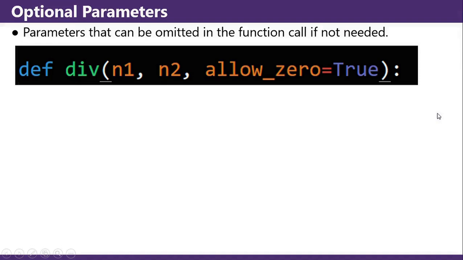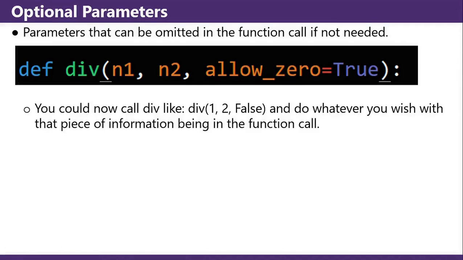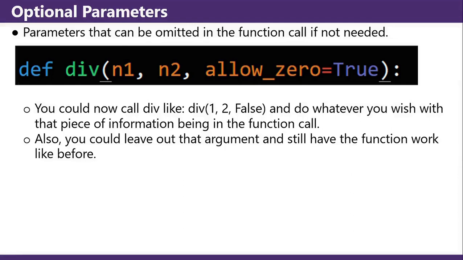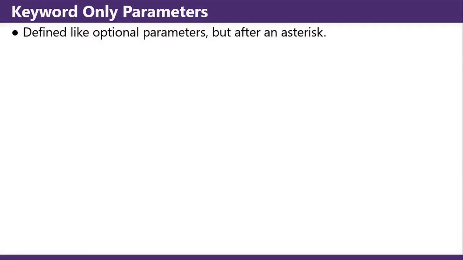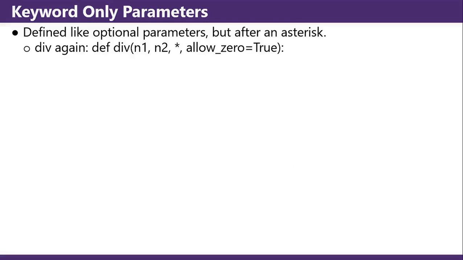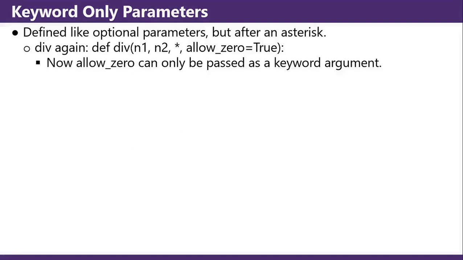Optional parameters. Parameters that can be omitted in the function call if not needed. def div n1, n2, allows0 equals true. You can now call div like div of 1, 2, false and do whatever you wish with that piece of information being in the function call. Also, you could leave out that argument and still have the function work like before, hence the optional of optional parameters. Keyword only parameters, defined like optional parameters but after an asterisk. Div again, def div n1, n2, asterisk, allows0 equals true. Now, allows0 can only be passed as a keyword argument.